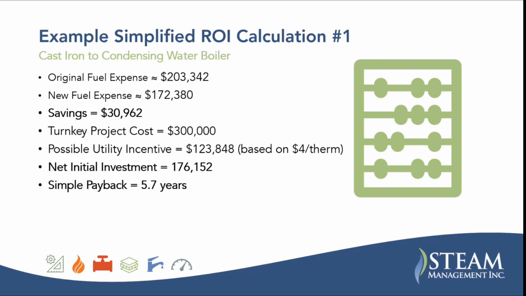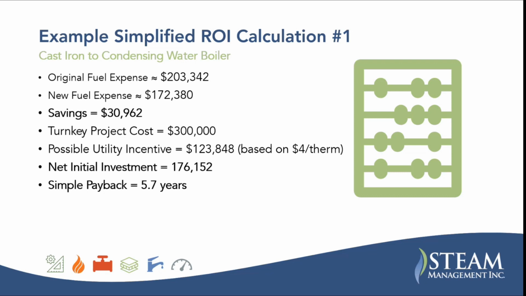Turnkey project cost of $300,000 and a possible incentive of about $124,000. I think this would probably in most utilities be capped out before this, but take that as it were. And this is your net initial investment, and this is your simple payback, 5.7 years. So that's just a simple example of the potential for energy savings.